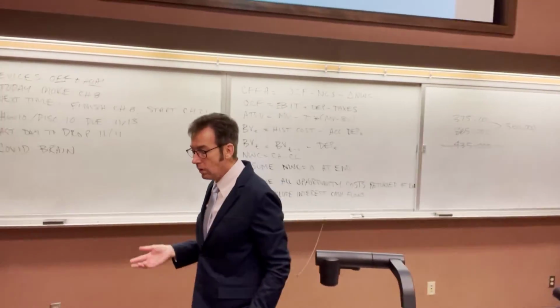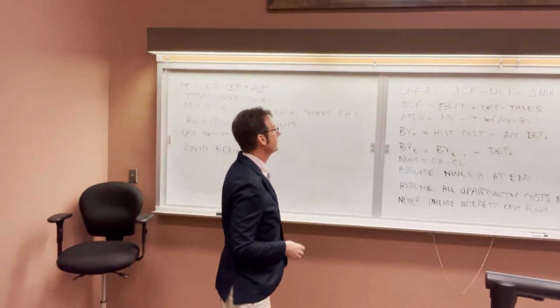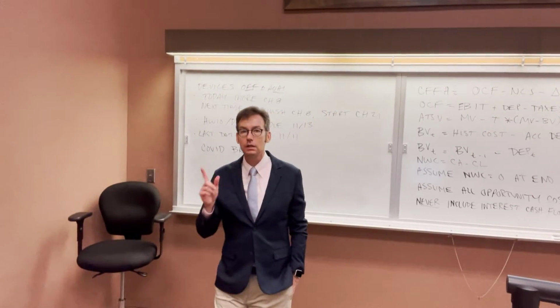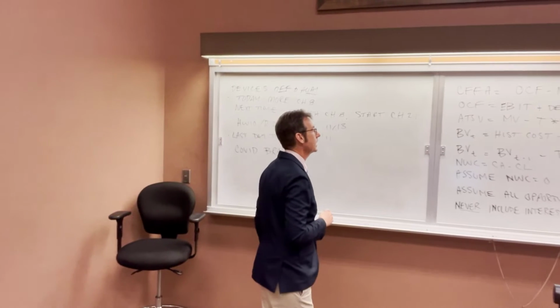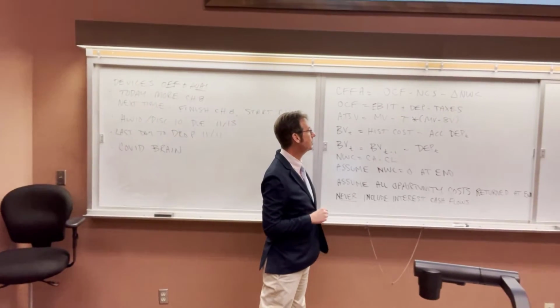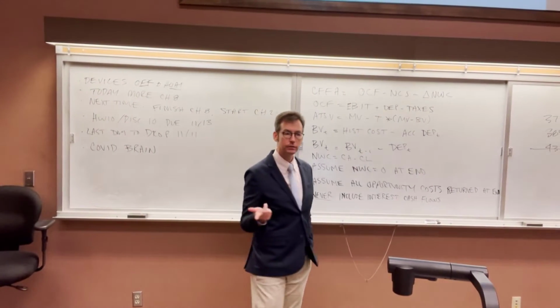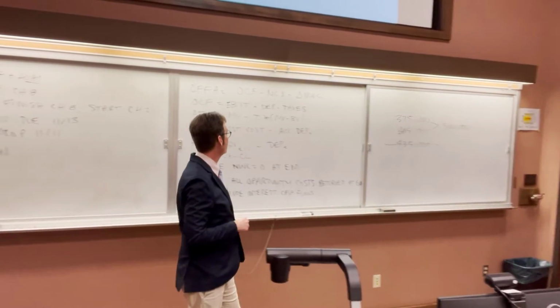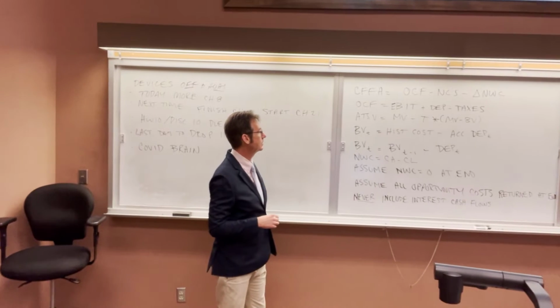Now let's talk about what we need to get OCF. We need EBIT. What's that? Earnings before interest. Very good. Earnings before interest and taxes. And then we need to add back depreciation. Why do we have to add back depreciation? Yeah, it's a non-cash expense. We still have to subtract out our taxes though.